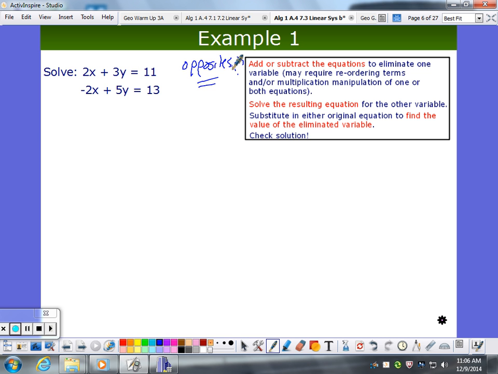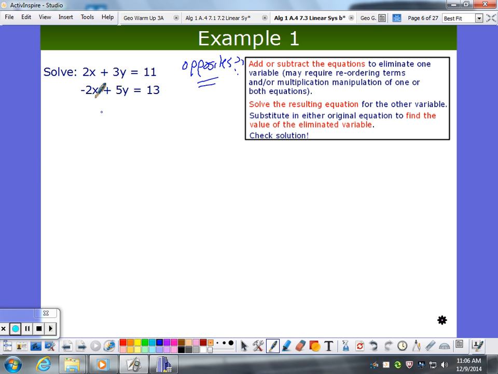What are opposites? What's the opposite of 10? And what's the opposite of -100? Positive 100. What's the opposite of 5x? Negative 5x. The idea is if you add them, you get 0.